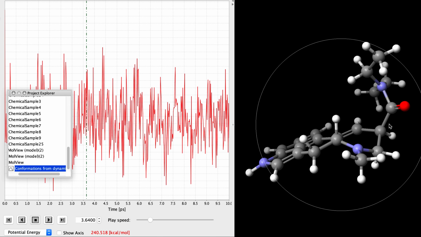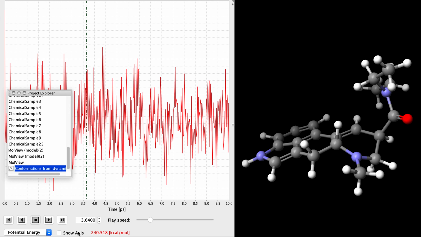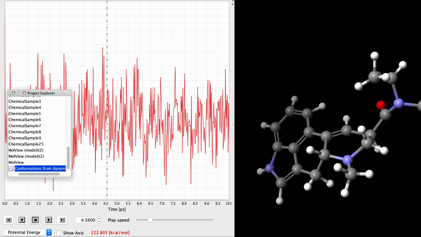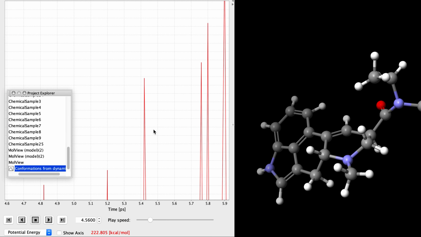Now, notice also, with this particular conformer at 240.518, or whichever one we pick, let's grab one here. Okay. Any of these could be picked. I'll X that out in a minute.